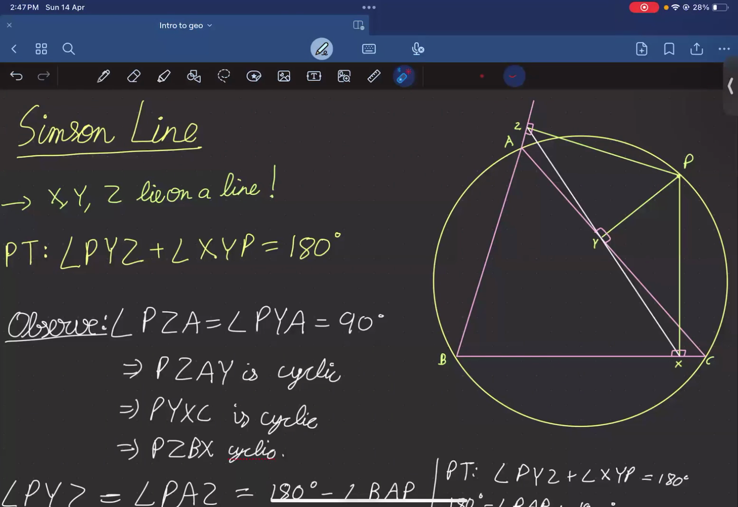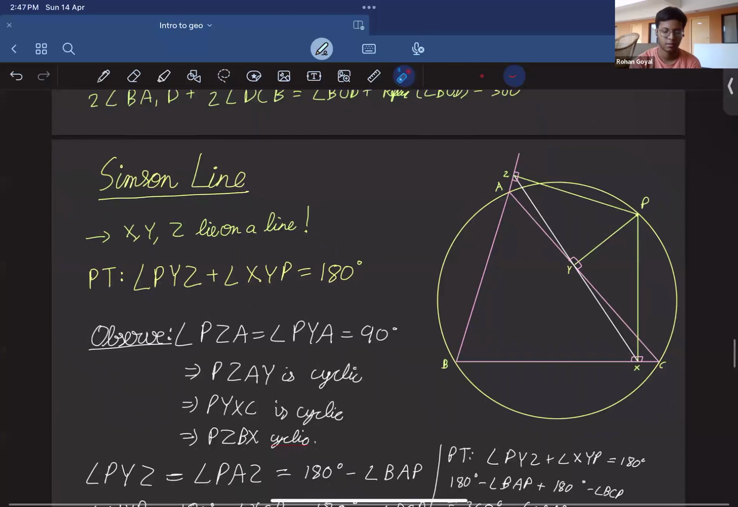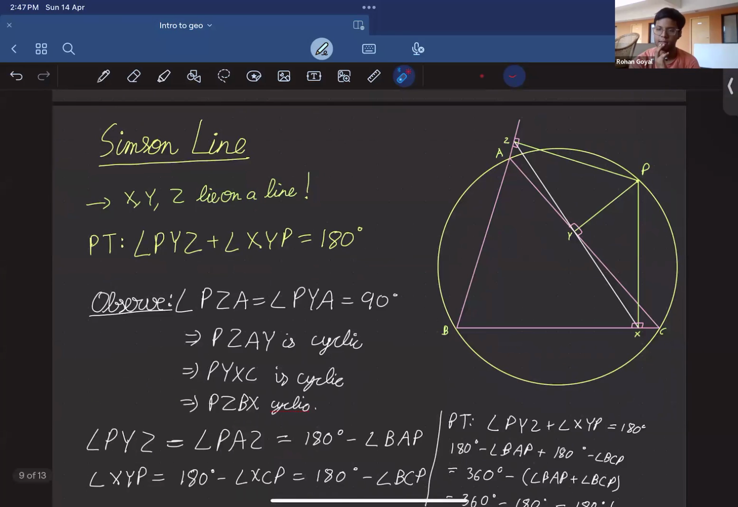Good. So the line which connects XYZ, you call this line the Simpson line. Precisely. So this line is the Simpson line. Good. Does that make sense? Any more questions? Please feel free to ask.